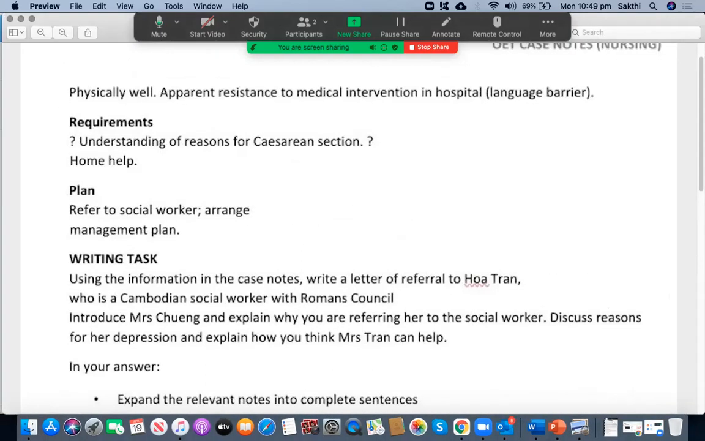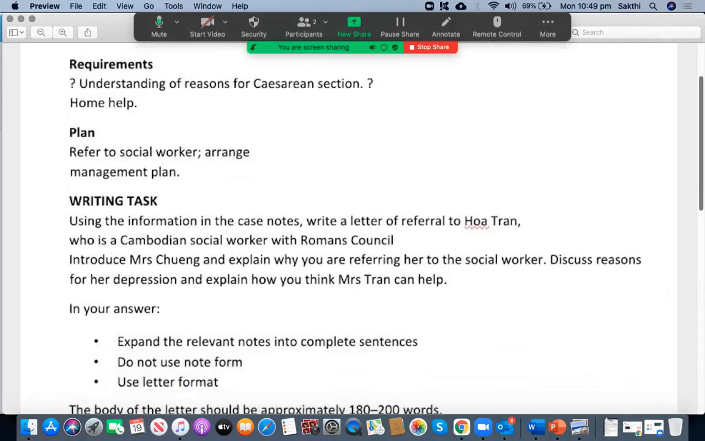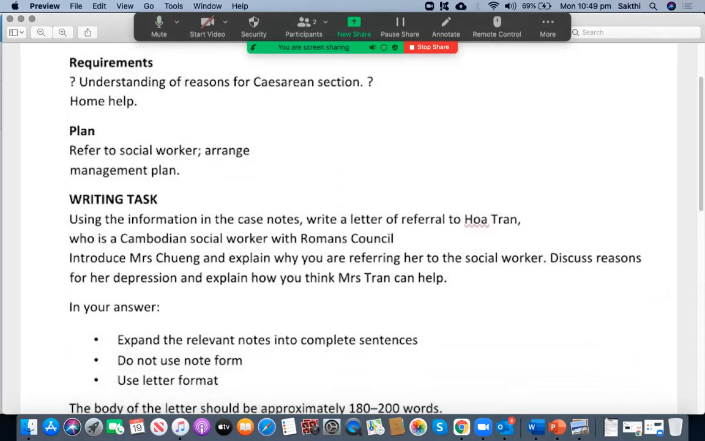Physically well, apparent resistance to medical intervention in hospital, language barrier, requirements, understanding of reasons for cesarean section. She didn't know. Okay, good. Home help, you have mentioned that. But did you mention this one, home help? Domestic chores or something? No, sir, you didn't do that.